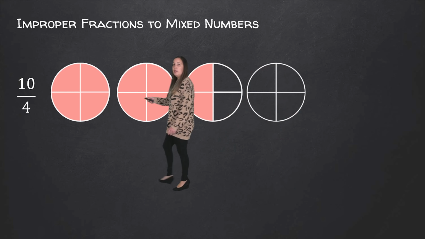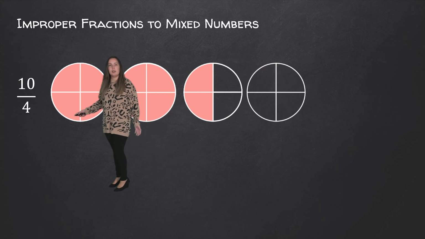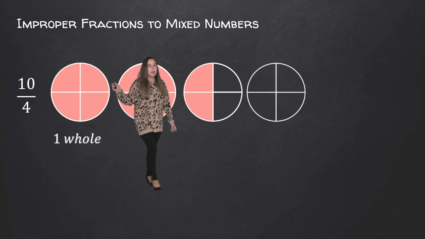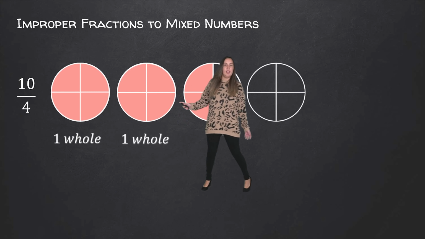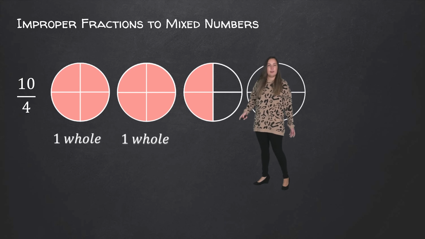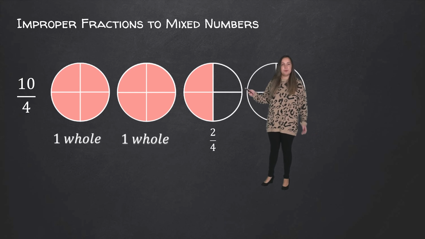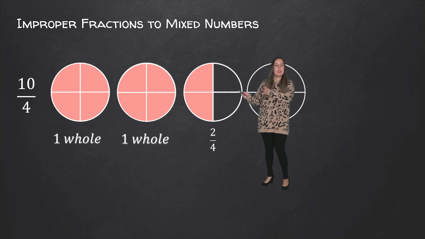So here, our whole circle is shaded in, so we have 1 whole. Again, here we have a whole circle shaded in, so we have another whole. Here we have 2 parts out of 4, so 2 out of 4. Now, take a close look at this circle.